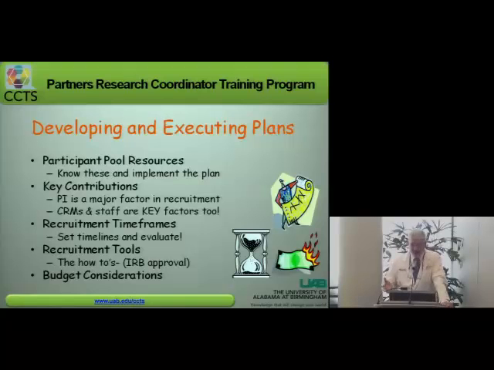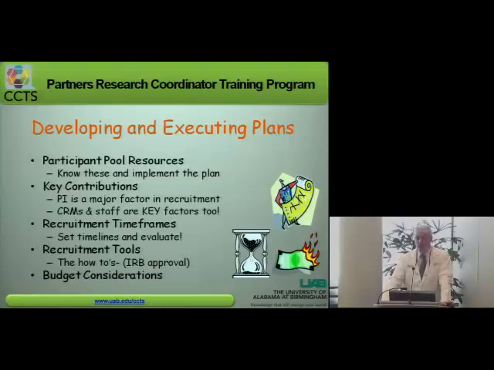Developing and executing a plan, these are things I've already covered. Knowing how to use your tools, knowing what your pooled resources are, knowing what your time frame for recruitment is. If you open a study on June 1st and the recruitment time frame closes July 1st, it's really not feasible, because you may or may not enroll anybody unless it's a really, really easy trial to enroll.